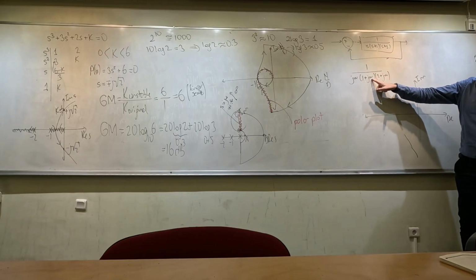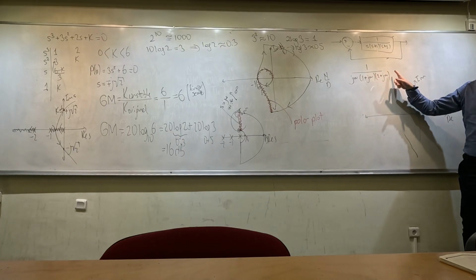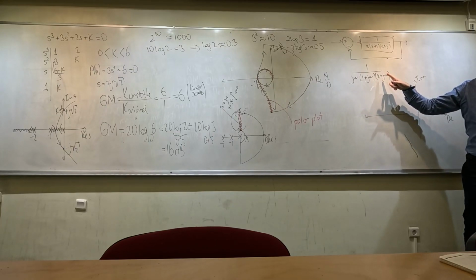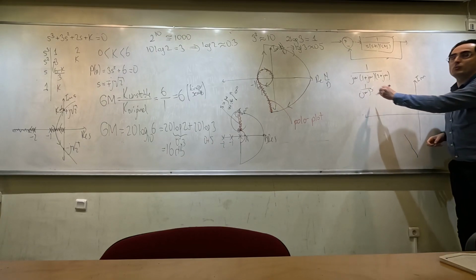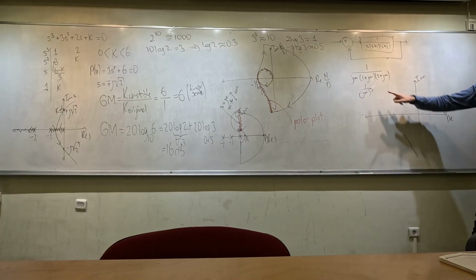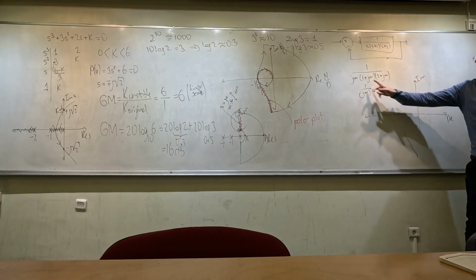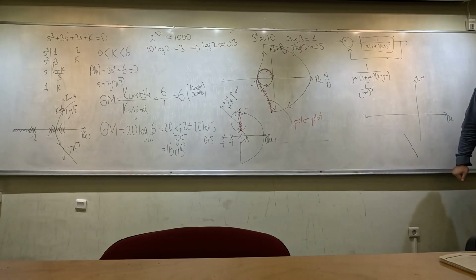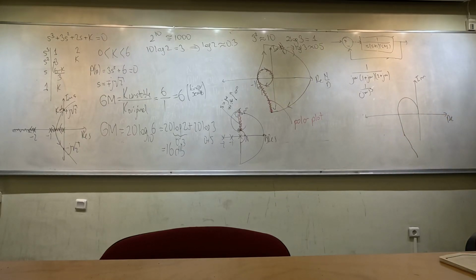If omega is very large, then this term is going to behave like j omega. This term is going to behave like j omega. So as omega goes to infinity, I will have 1 over j omega cubed. What is the magnitude of this thing as omega goes to infinity? It is going to go to 0. What is the phase of this thing as omega goes to infinity? Minus 270 degrees. So I'm going to draw something like this.